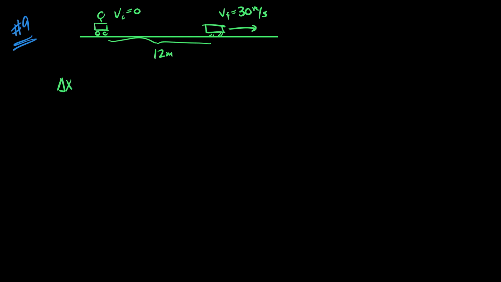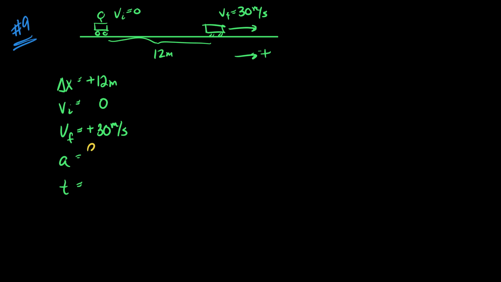So let's list out the given information. We can only apply the rules to one object at a time. So the cars are the first object. They accelerate 12 meters with an initial velocity of 0 and a final velocity of 30 meters per second. What direction would you like me to make positive? To the right or to the left? To the right is positive. So that means my 12 meters is positive and my 30 meters per second is positive.